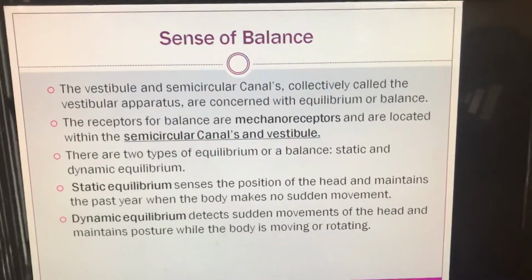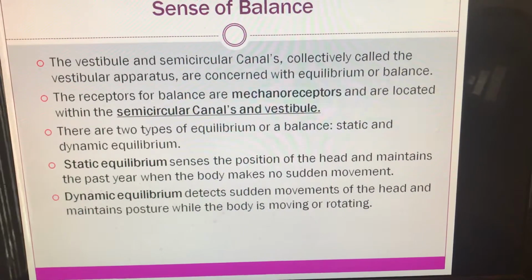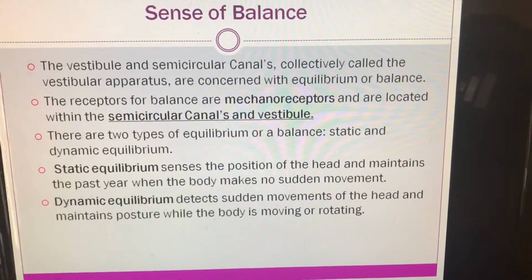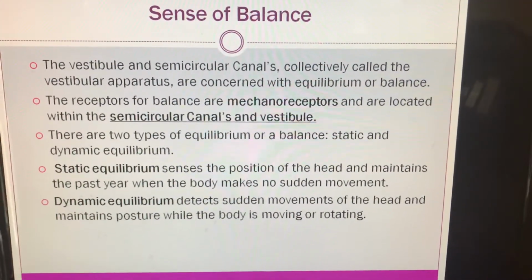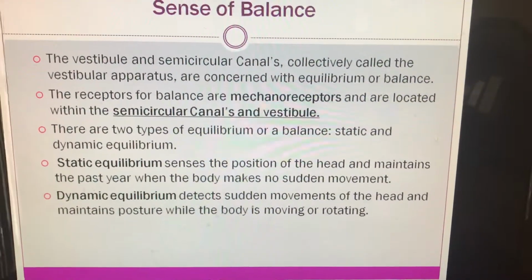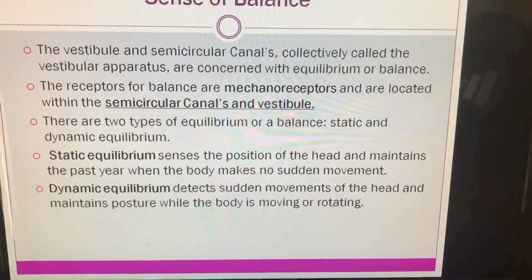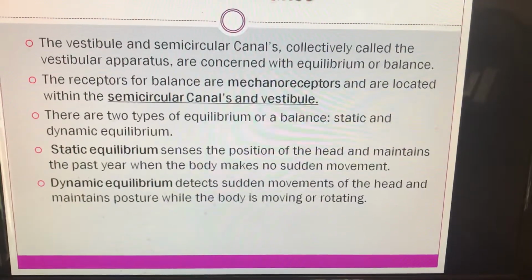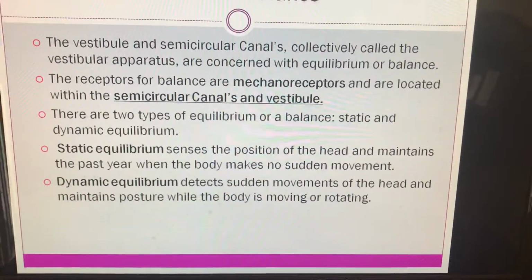So let's talk about sense of balance. So the vestibule and the semicircular canals, collectively called the vestibular apparatus, they are concerned with equilibrium, which we know is our balance. So the receptors for balance are mechanoreceptors and are located within the semicircular canals and vestibule. So there are two types of equilibrium or balance. That is your static and your dynamic equilibrium.